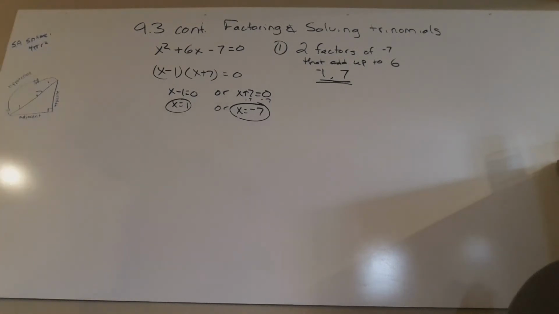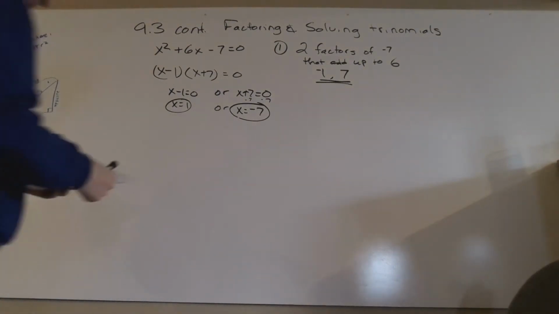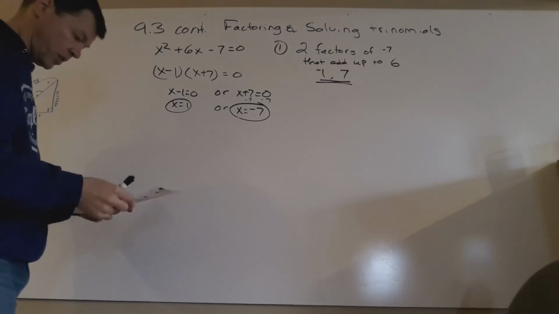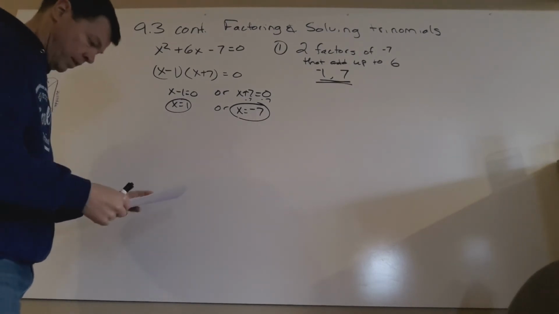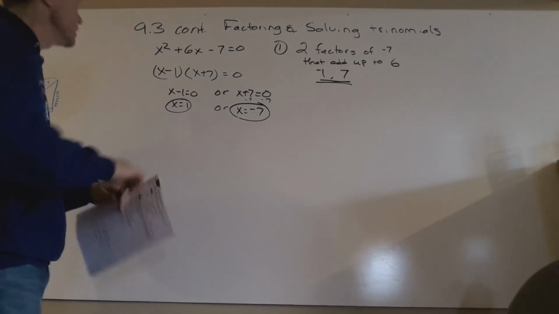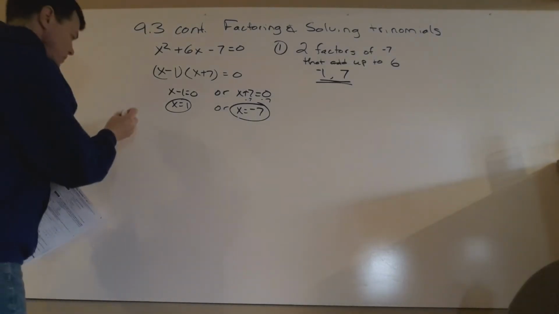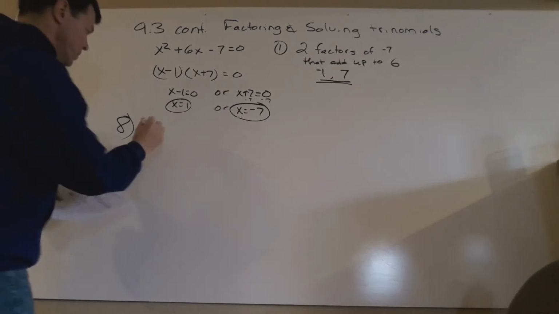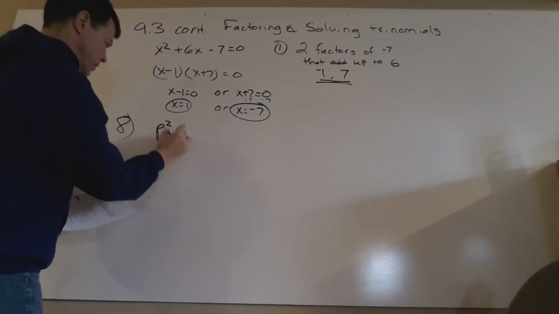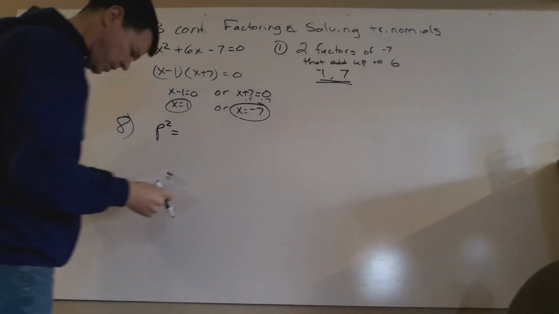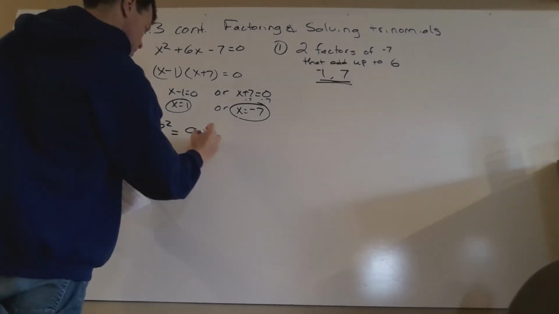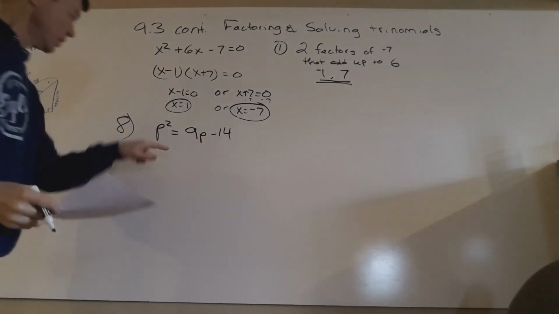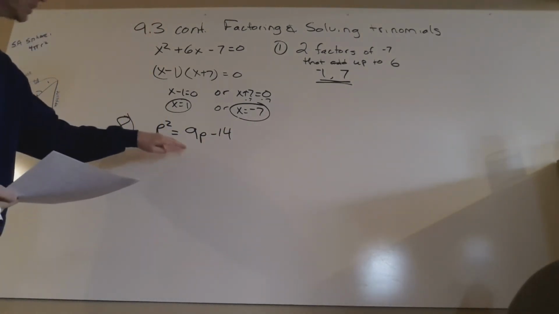I'll do another one that is not equal to 0. I'll do another example here. Let's try this one. This is actually going to be one that's on your homework. This is number 8. And you have p squared equals 9p minus 14. We're going to have to solve for p on this.